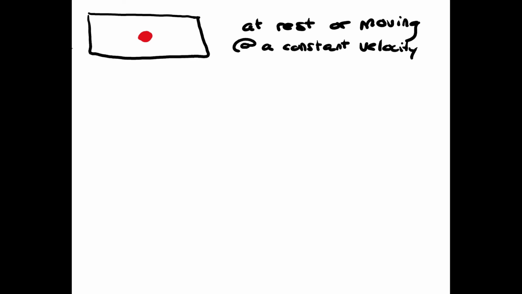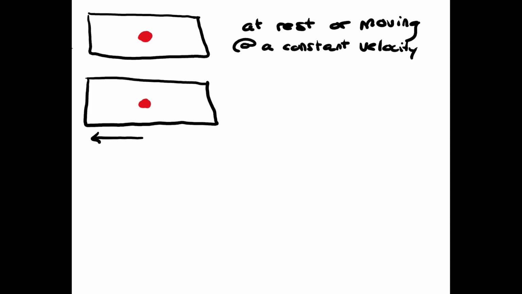But say we had another bus that is just like this one, same bus with the ball inside. But instead of the bus being at rest or traveling at a constant velocity, this bus is accelerating forward. So I'm just going to draw a little arrow here. It's accelerating that way. This is forward, I guess. So the bus is accelerating forward.